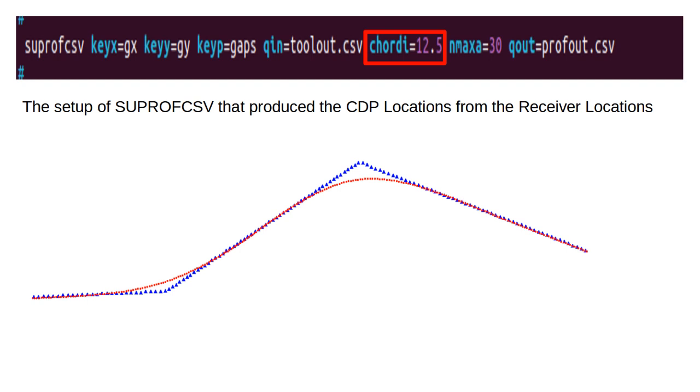Okay, the chordai parameter simply creates points at 12.5 meter intervals along the receiver line. Since the receivers are approximately 25 meters apart, there are approximately twice as many points after chordai. Next, the Nmax parameter simply averages together 30 of those points. This causes a rounding off of the bends in the line.